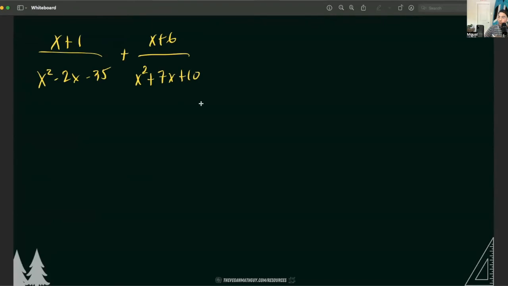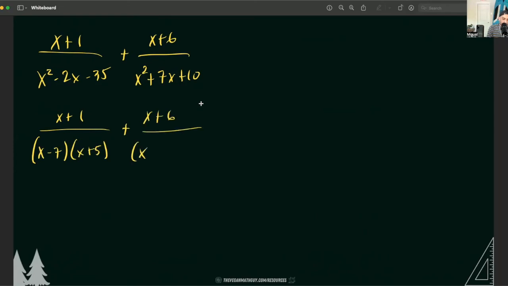And as I mentioned, you want to make sure that you are simplifying the denominator by factoring out as much as you can. So that first fraction looks like it's just x plus 1 on top over, let's factor that out, it looks like this is going to be x minus 7 times x plus 5, plus x plus 6 over x plus 2 times x plus 5. I hope I multiplied that right.